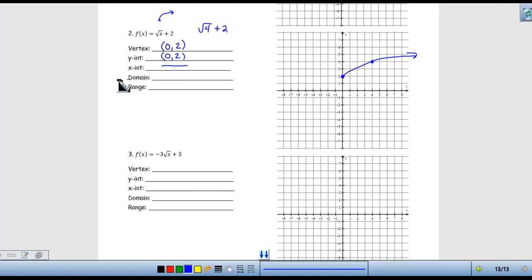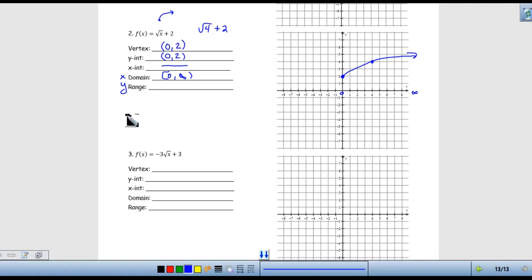Domain and range. Remember, domain only deals with the x values and range deals with your y values. My domain starts at 0 and goes to positive infinity. Remember, only the x values. I will have a bracket at 0 and a parentheses at positive infinity.